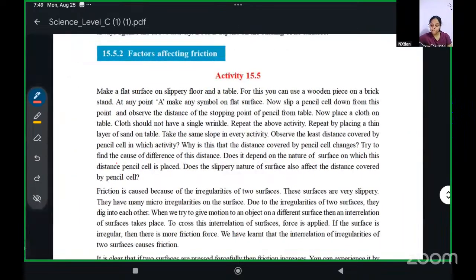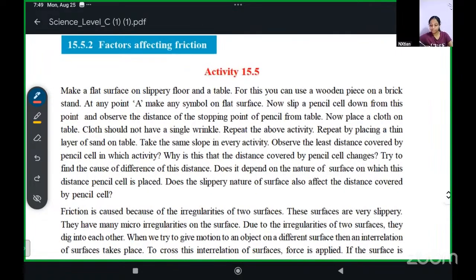Now, factors affecting friction. What are the factors that affect friction? We'll read activity 15.5. Make a flat surface on a slippery floor and a table. For this, you can use a wooden piece on a brick stand. At any point A, make a symbol on the flat surface. Now slip a pencil cell down from this point. Observe the distance of the stopping point of the pencil cell from the table.